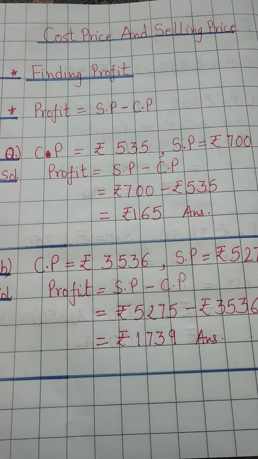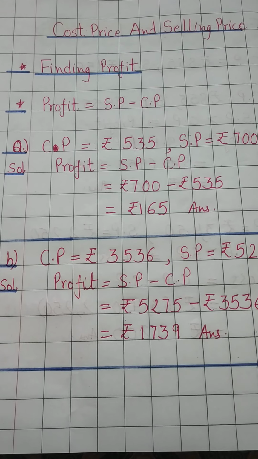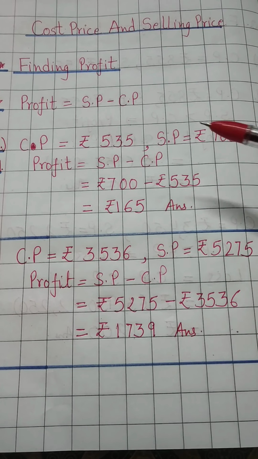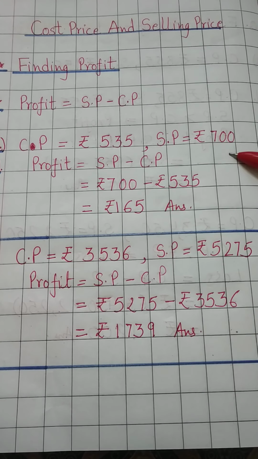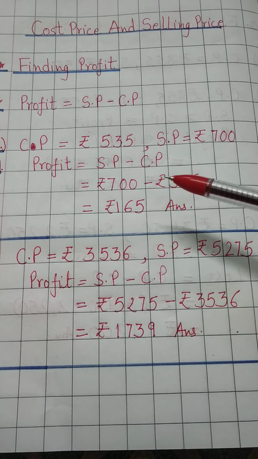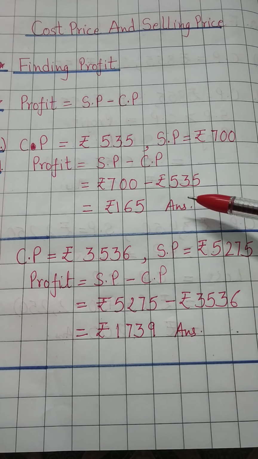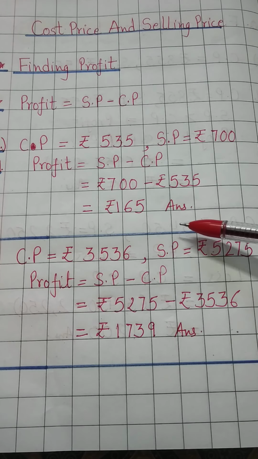The question I have taken here: cost price is given to you as 535 rupees and selling price is 700, right? So we have to find profit. Profit equals selling price minus cost price. So we will write rupees 700 minus rupees 535. So that is rupees 165. This is the answer, right?